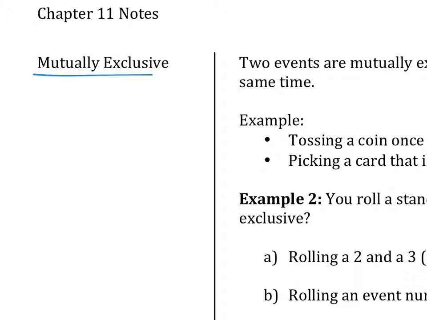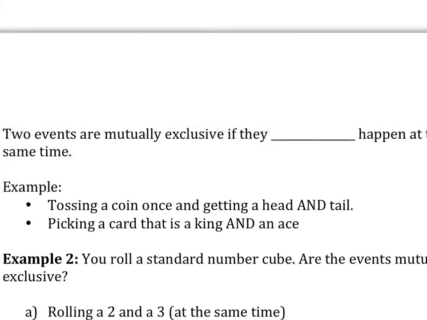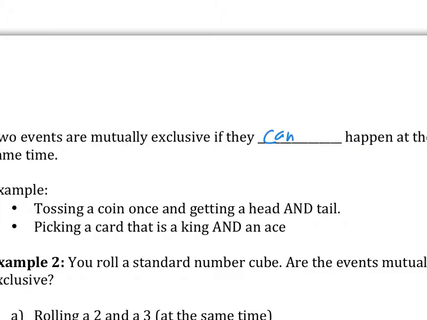Let's talk about this new word, mutually exclusive. Mutually exclusive means two things cannot happen at the same time. It's not possible. For example, tossing a coin once, getting a head and a tail together. That's not possible. So you toss a coin, it's either head or tail. You cannot get head and tail at the same time. So that's mutually exclusive.